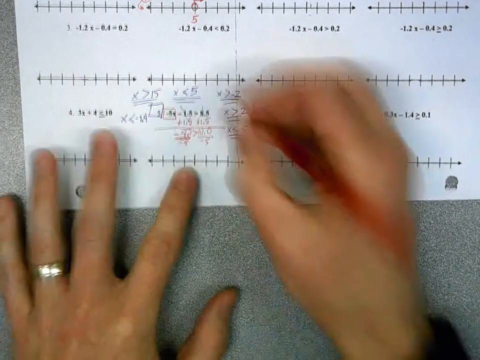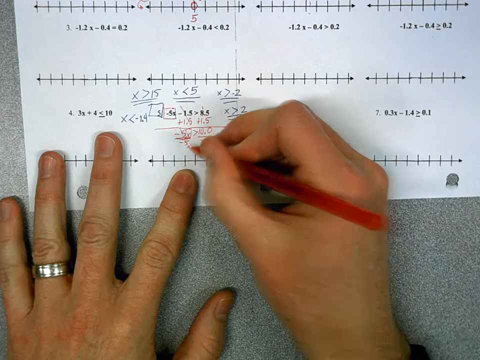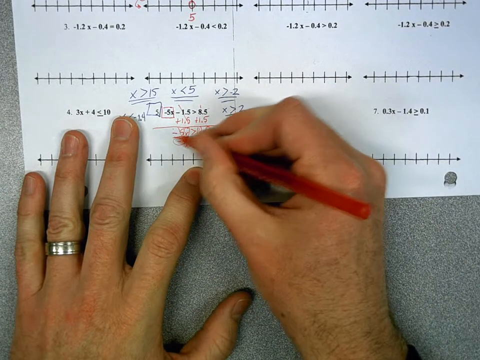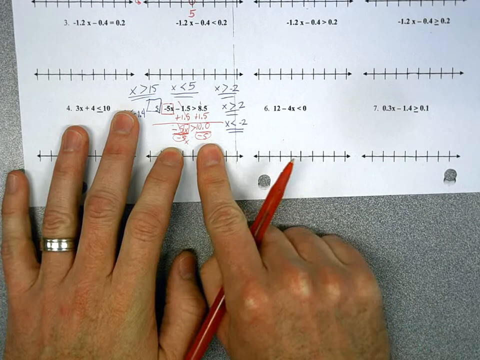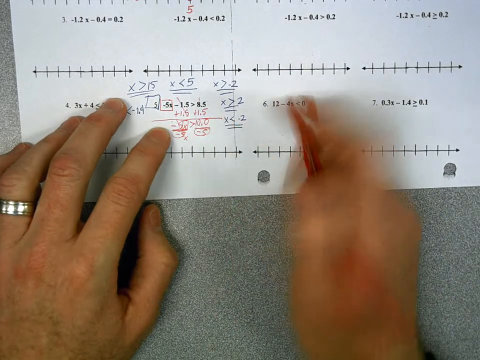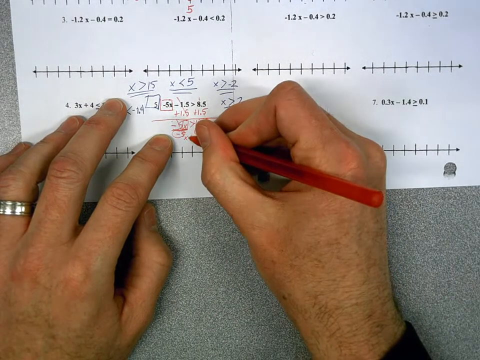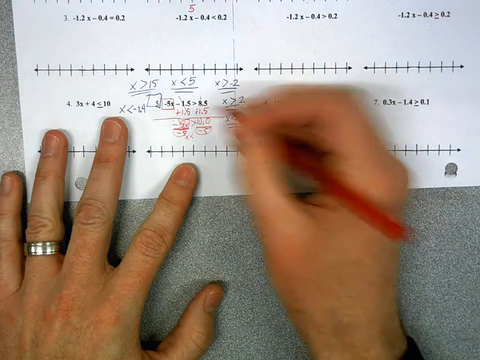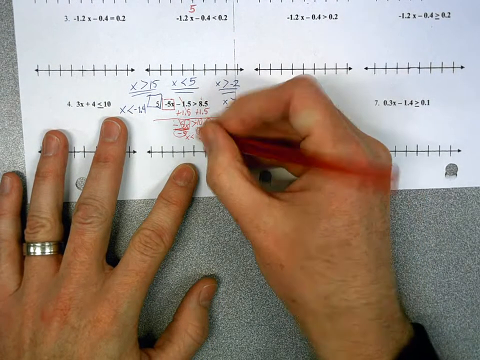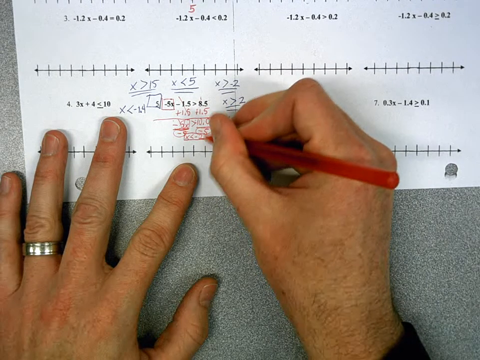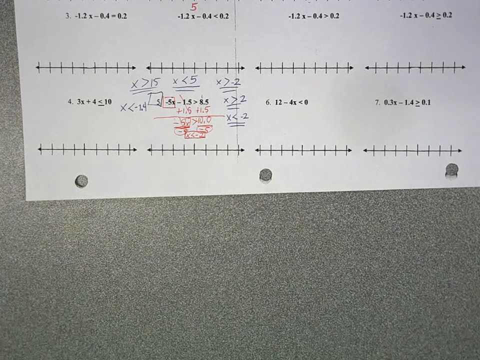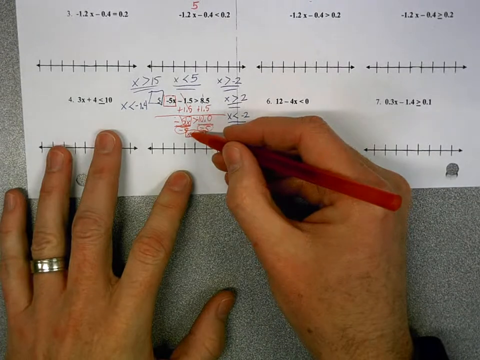Those cancel. I end up with x, 10 divided by a negative 5. I divide by a negative on both sides of the inequality, so I flip my sign. It becomes from greater than to less than. And 10 divided by 5 is 2, of course. However, positive divided by a negative is a negative. Okay. So negative 2, I'll put down here when I graph it.